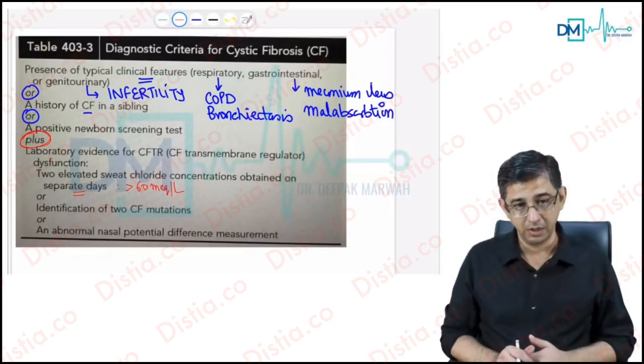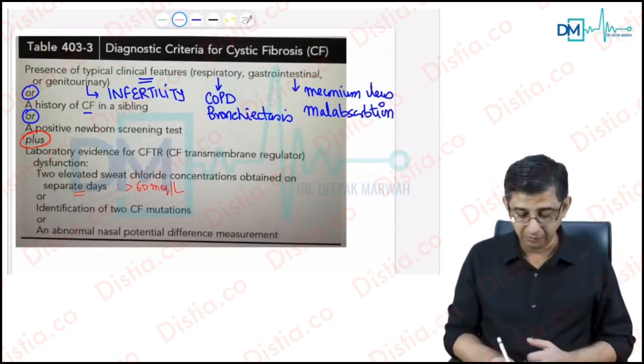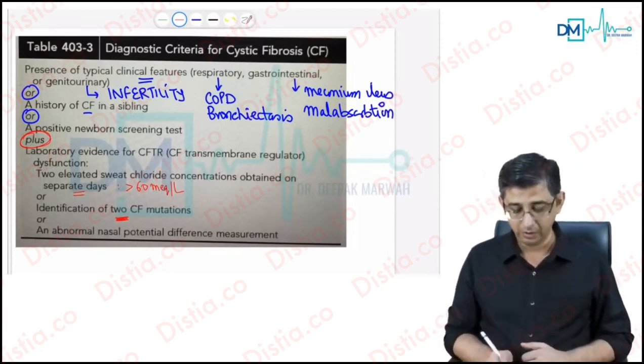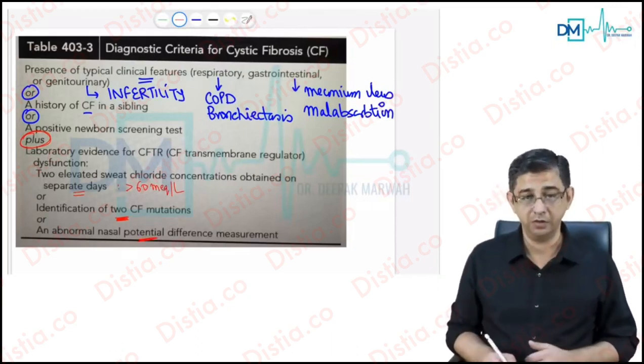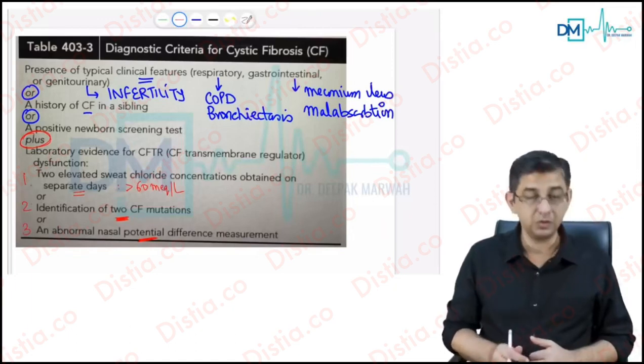So 2 times if you're demonstrating that the sweat chloride value is more than 60, then it definitely indicates it is cystic fibrosis. Another way to do this is to go in for DNA sequencing and identify 2 cystic fibrosis mutations present in a patient. Or the third test is the nasal potential difference test. So there are 3 investigations which are available for this patient. The investigations are going to be as follows. So let's just look at it.